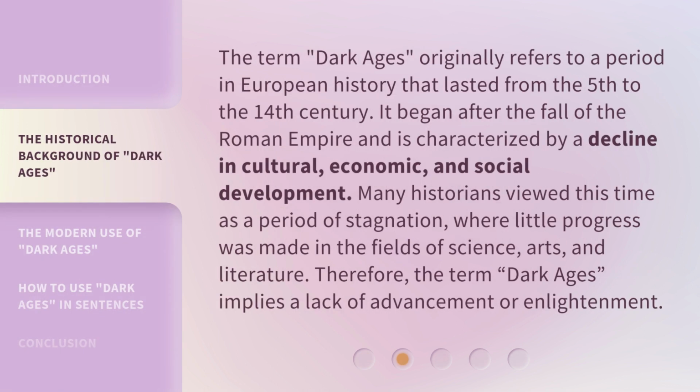The term, Dark Ages, originally refers to a period in European history that lasted from the 5th to the 14th century. It began after the fall of the Roman Empire and is characterized by a decline in cultural, economic, and social development. Many historians viewed this time as a period of stagnation, where little progress was made in the fields of science, arts, and literature. Therefore, the term, Dark Ages, implies a lack of advancement or enlightenment.